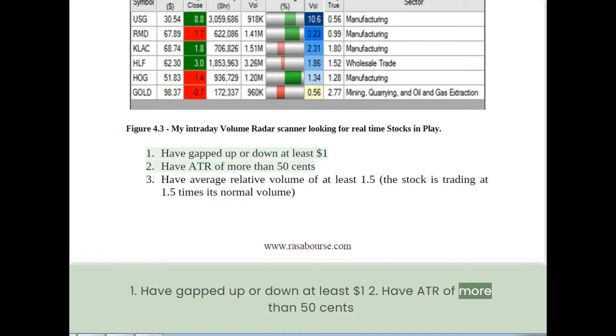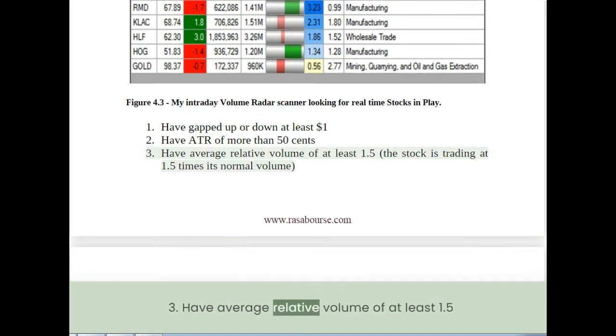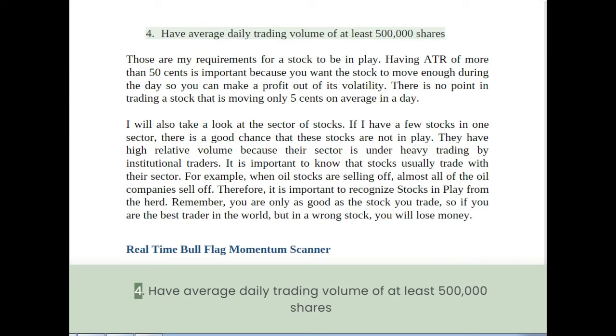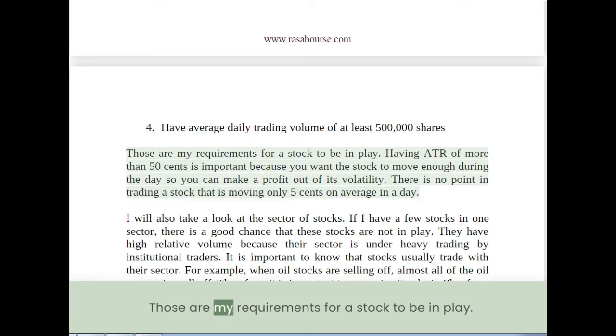Have a TER of more than 50 cents. 3. Have average relative volume of at least 1.5. 4. Have average daily trading volume of at least 500,000 shares. Those are my requirements for a stock to be in play.